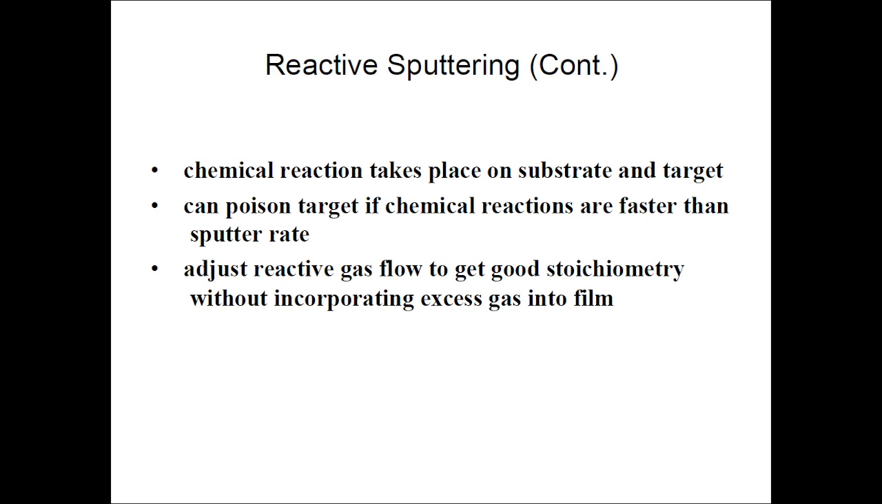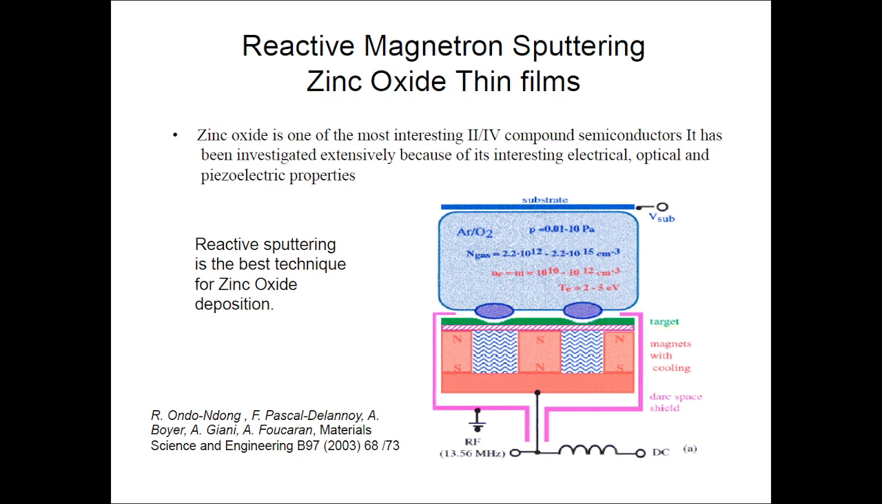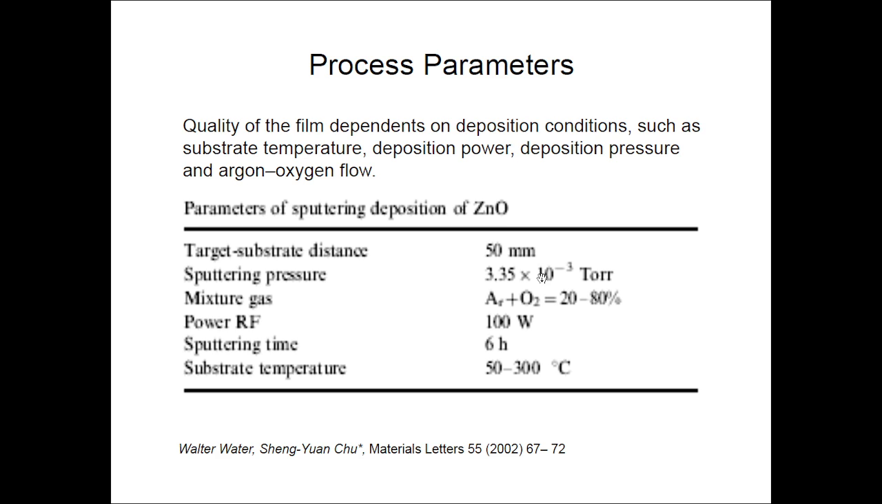Okay, so adjust the reactive flow to get a stoichiometry without incorporating excess gas onto the film. This is how reactive magnetron sputtering will work for a zinc oxide film. You can see that the zinc target will be here and the substrate will be here. We'll be introducing a mixture of argon and oxygen in order to deposit zinc oxide thin films.